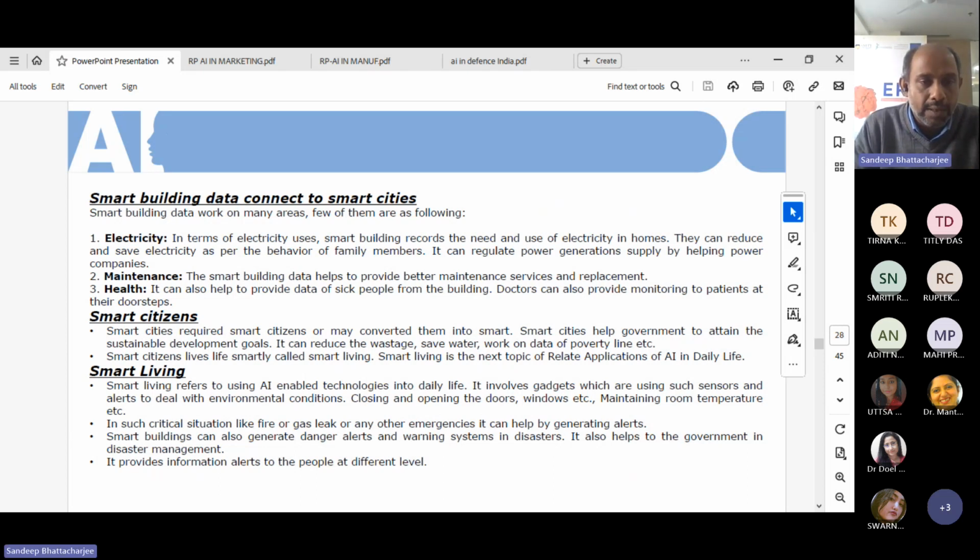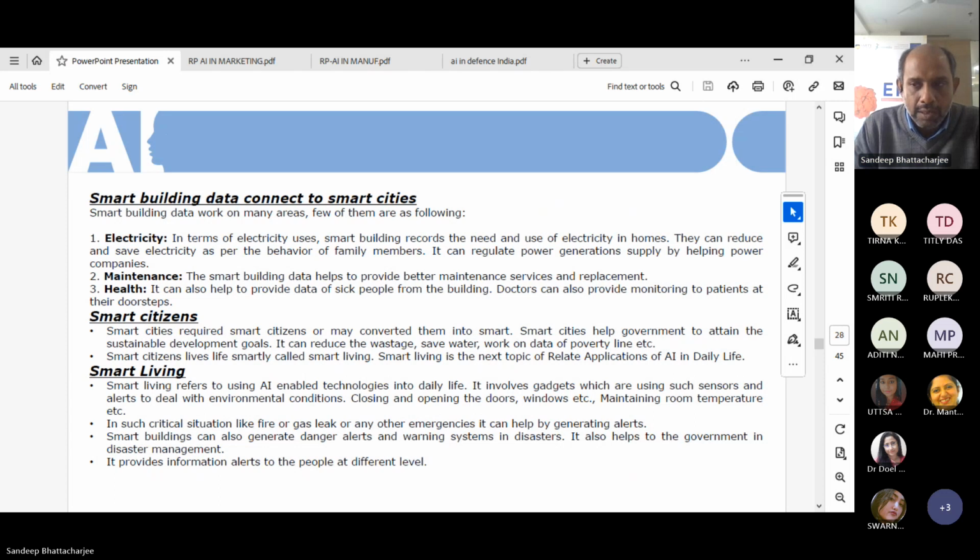Then you have got smart citizens. So of course smart cities require smart citizens, or may convert them into smart citizens, meaning you know how to handle smart gadgets smartly. So smart cities help government to attain the sustainable development goals. So it can reduce the wastages inside your smart city. It can save water consumption, of course, very important, because pure drinking water is actually a problem in many, many areas all around the world.